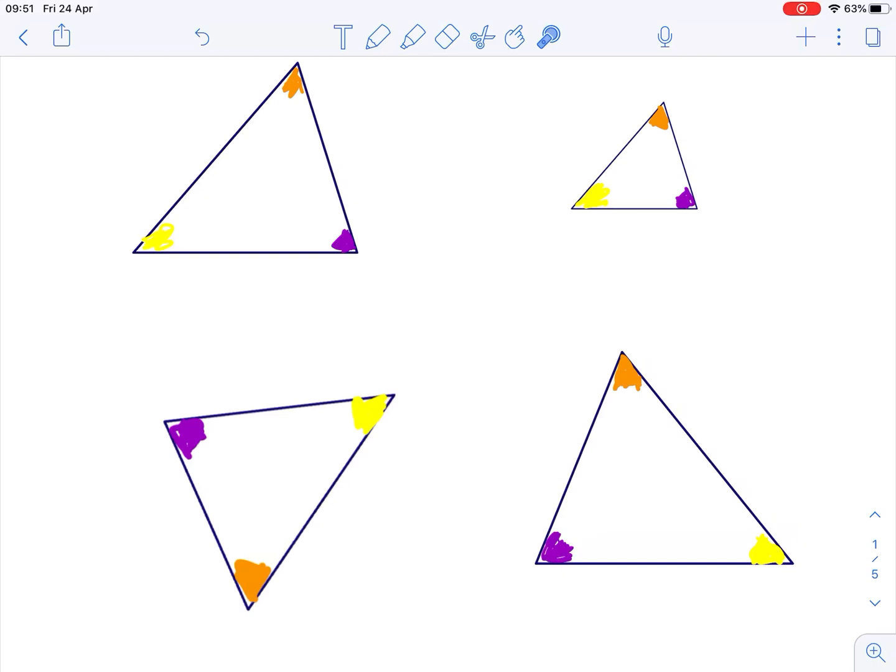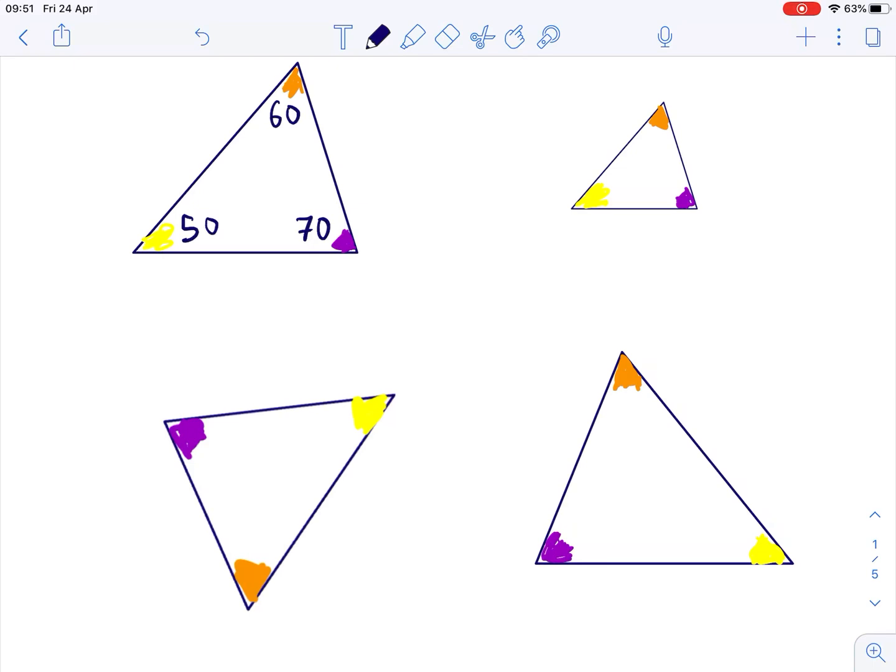Okay, so I've labelled these with colours just so that you can see the rotation, but we could also start labelling them with some numbers. So let's say we've got, in fact, let's keep the colours there as well. But let's say we've got a 50, a 60 and a 70 degree angle within our triangle.